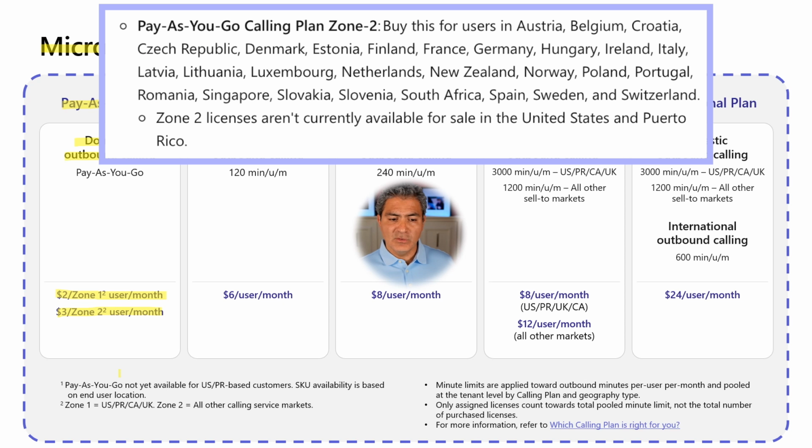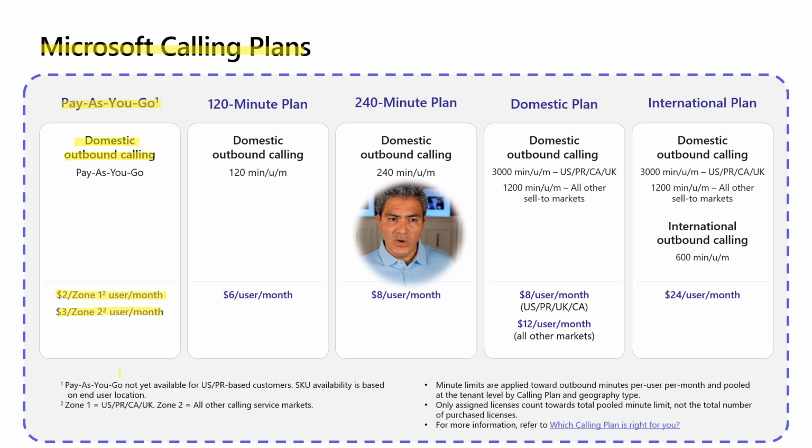And then if you look at this footnote, footnote number 1, pay as you go is not yet available in US and Puerto Rico based customers. And like I said, that's why I never did a deep dive session on this. I think eventually it will become available in the US. I don't know when, but it's available in a lot of different countries. The second footnote for the $2 and $3 is basically saying that zone 1 is defined as US, Puerto Rico, Canada, and the UK, and then zone 2 is all other calling service markets.